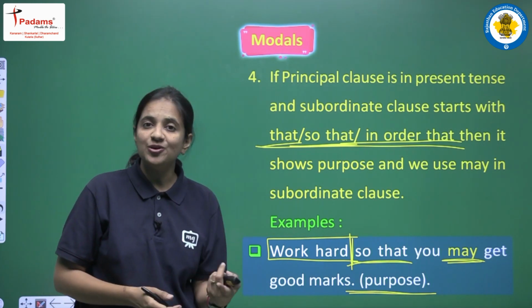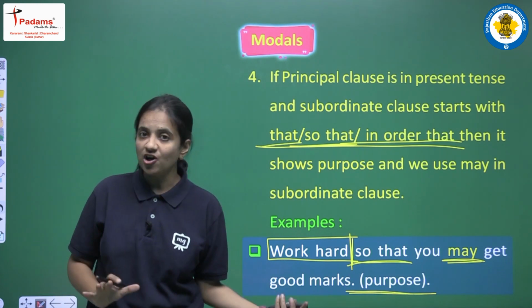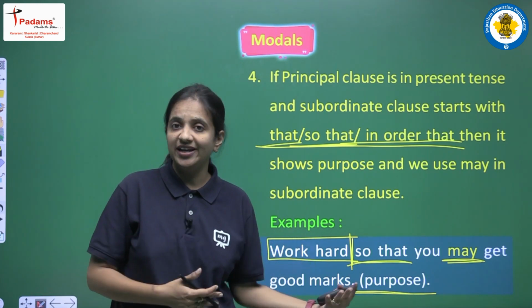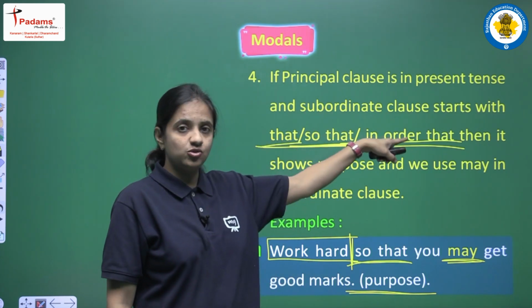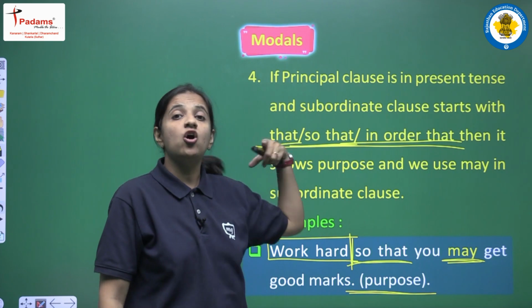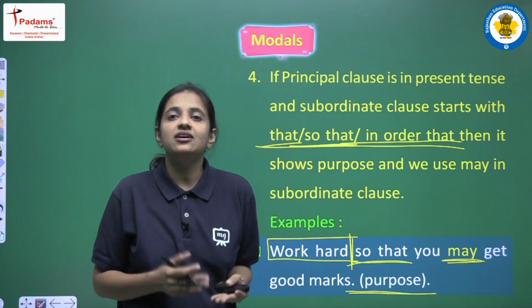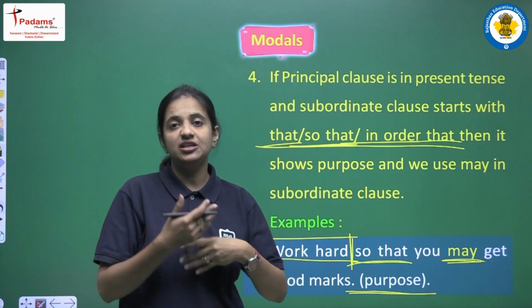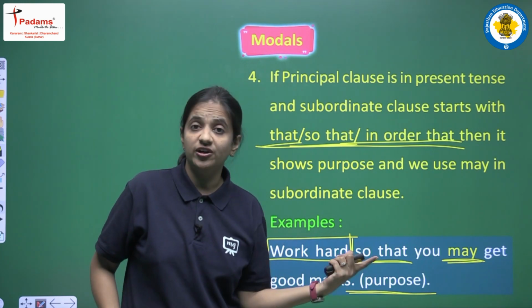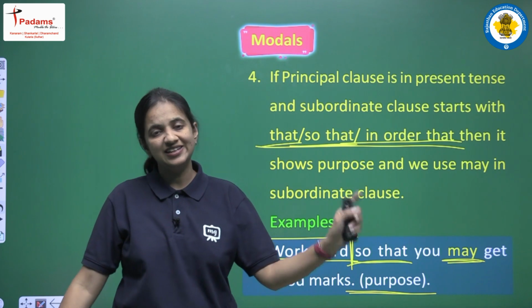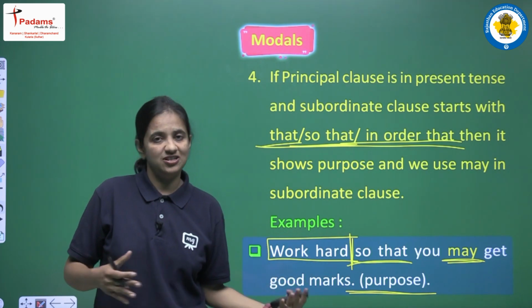Let's revise one more time. So here we are having two clauses, principal clause and subordinate clause, and in the beginning of the subordinate clause we are having any of these words like that, so that, in order that, and if we are having the mood, or we can say we are having the feeling of purpose, then we have to use may in the subordinate clause. Clear? So these are the major uses of may.